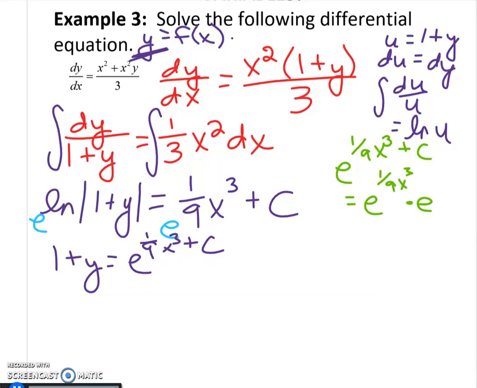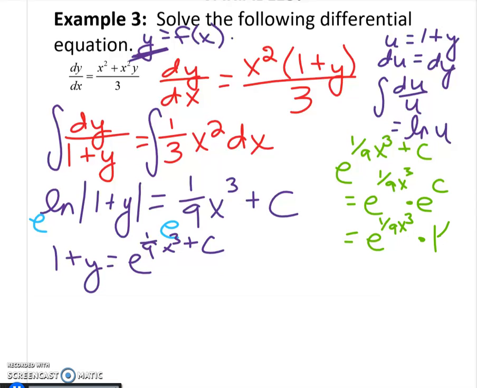So we can think of that as e to the 1/9 x cubed times e to the c. Well, why do we want to do that? Well, e is just a number, and so if you raise it to a c, a constant, a number raised to a constant is still just a number. So we can actually think of that as e to the 1/9 x cubed times a constant.